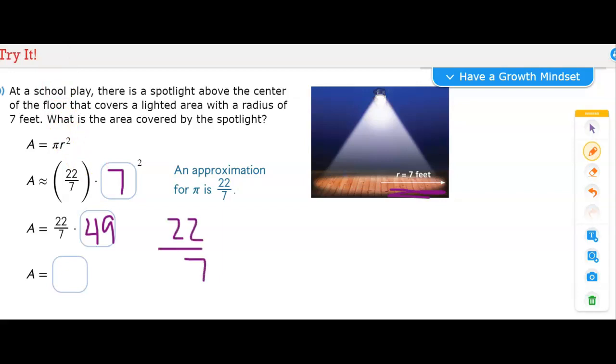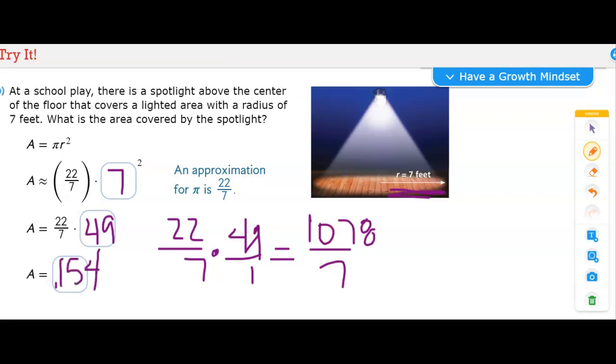22 times 49. You write it this way, then you multiply straight across. So you get 7 times 1 is 7. 22 times 49 is 1,078. Then you divide it by 7, and that gives you 154 feet squared as the area of the spotlight.